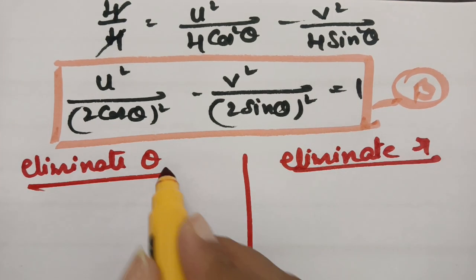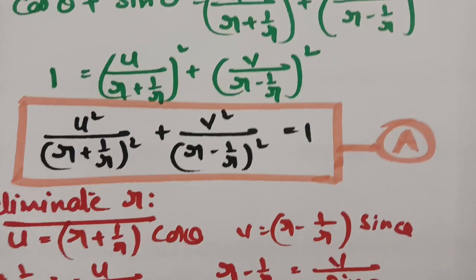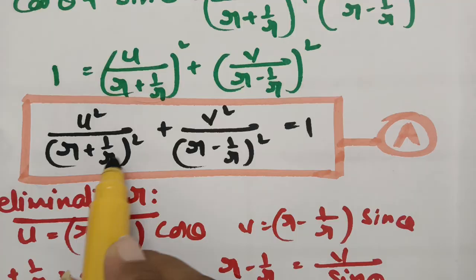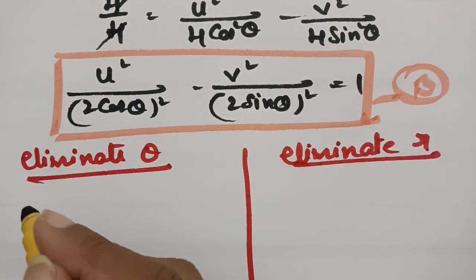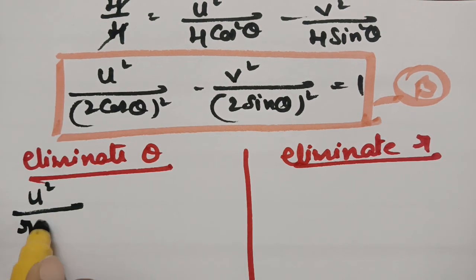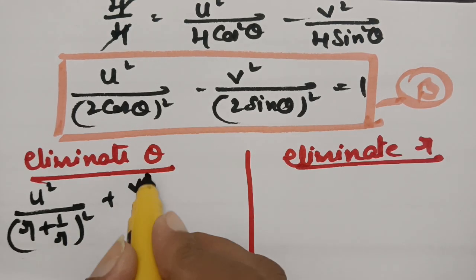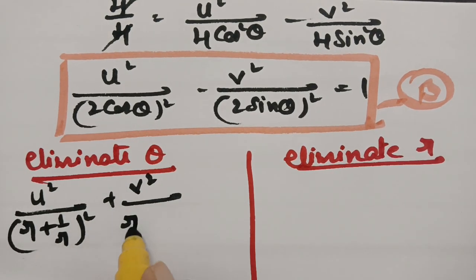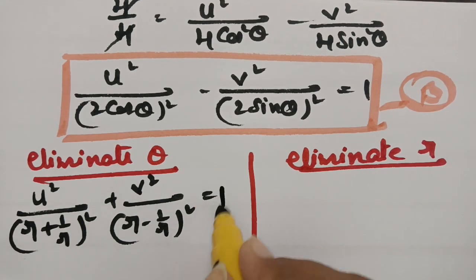So after eliminating theta, we got the equation which is very, very important. The equation is u square by (r plus 1 by r) whole square, plus v square by (r minus 1 by r) whole square is equal to 1, after eliminating theta.